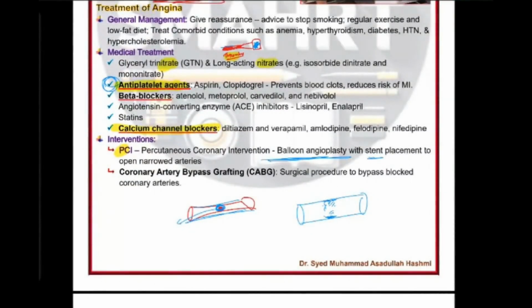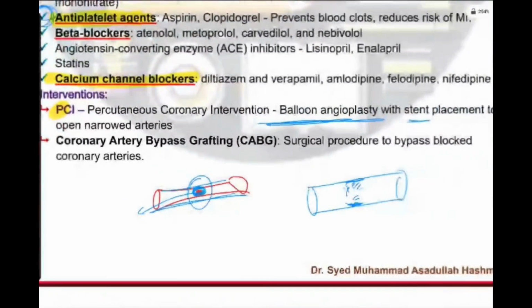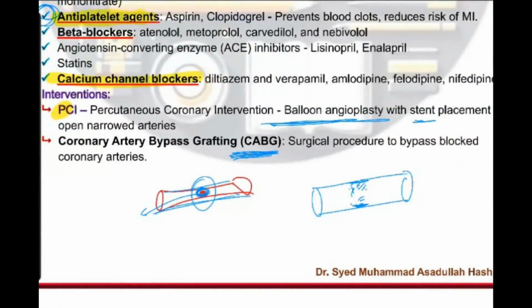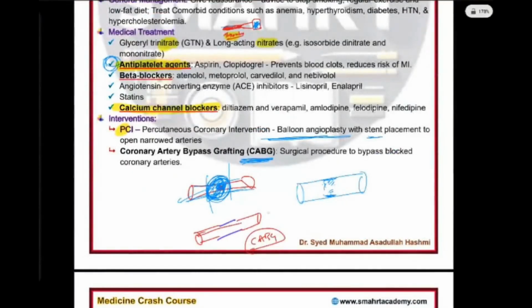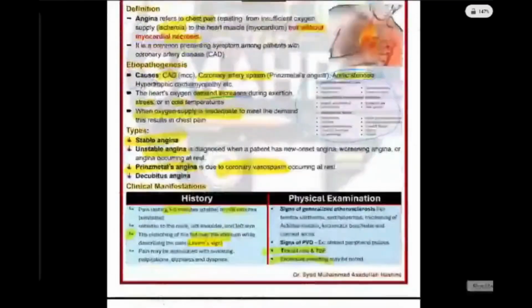If you are not able to perform this PCI, or if the obstruction is large, you can do open heart surgery. That is CABG, coronary artery bypass grafting. What will you do here? You will cut down this artery and take one graft. You remove this blocked segment. Let's say the graft is of purple color. You will suture it. This is the CABG procedure. We are trying to restore the blood supply so that the myocardial cell will get the blood. So this is about angina.